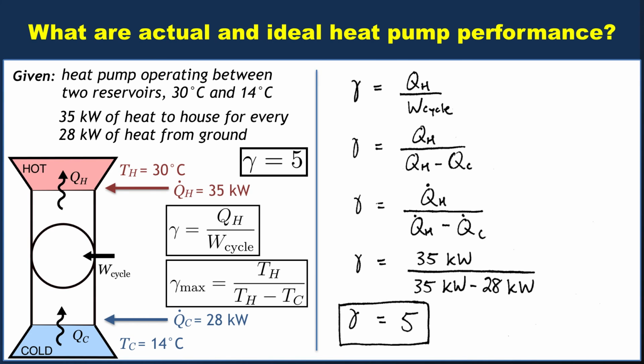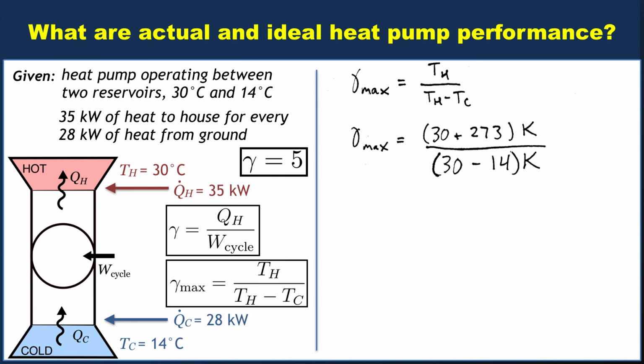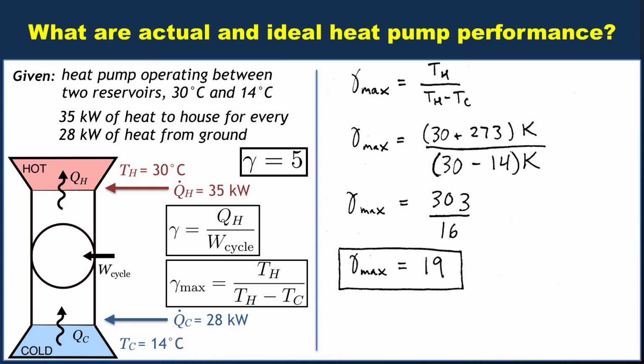Now, what's the best we ever could have done with any heat pump going between these two reservoirs? Well, that's just going to be the value of gamma max, right? And that depends upon the temperatures of the reservoirs. So gamma max is T H divided by the difference in temperatures between the two reservoirs. Here you do have to be careful. You do not want to take this ratio in Celsius. You want to take it in Kelvin. So we have to convert to Kelvin. That's not so bad. We're going to get a ratio of 303 to 16. Okay, this is going to be a lot bigger than 5. The ratio comes out to be about 19.